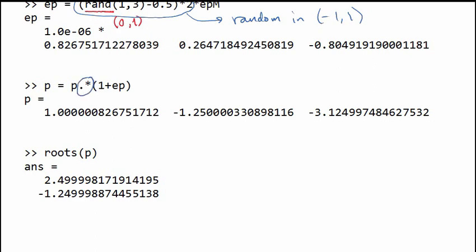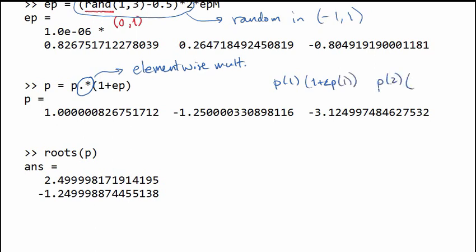Remember, the dot star does element-wise multiplication. Okay? So in other words, we get p of 1 times 1 plus epsilon of 1, and then we get p of 2 times 1 plus epsilon 2, and so on. So here are my perturbed coefficients. You see that they're perturbed past 6 significant digits, just as they would be in our computer that has 6 correct significant digits.